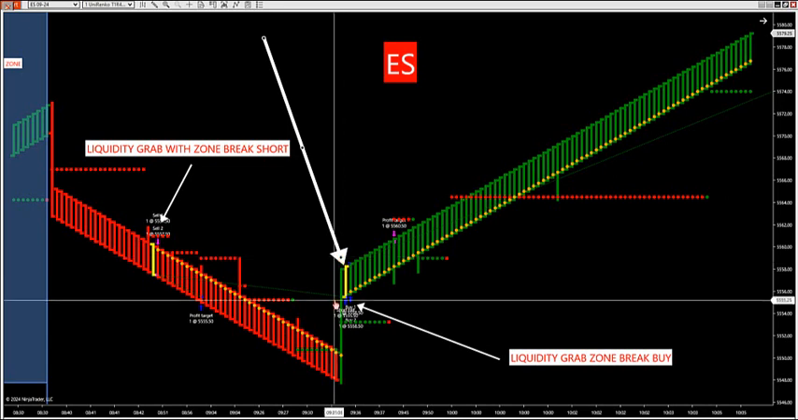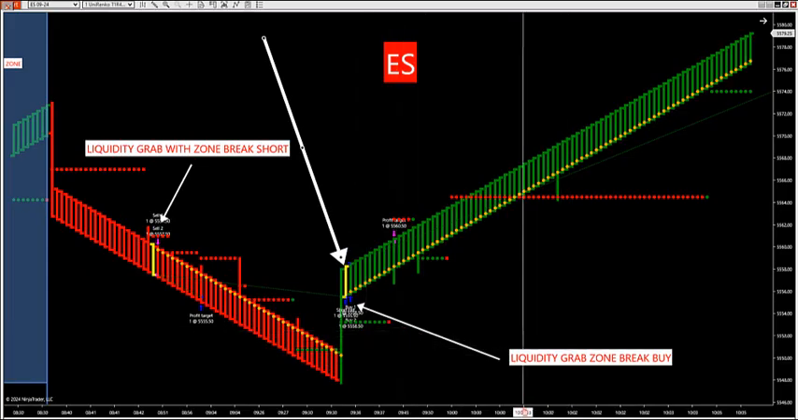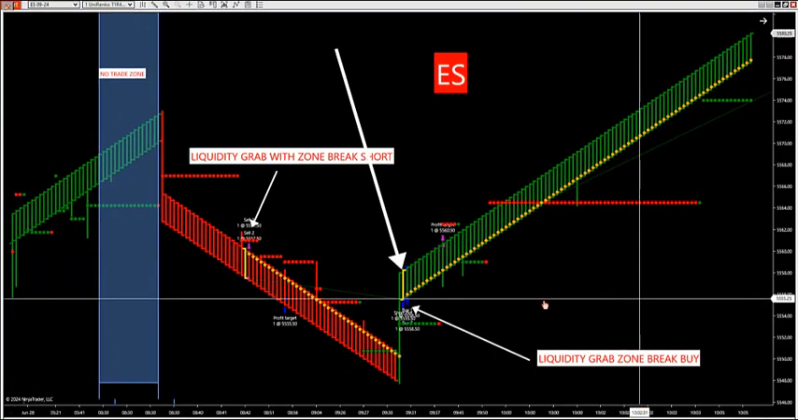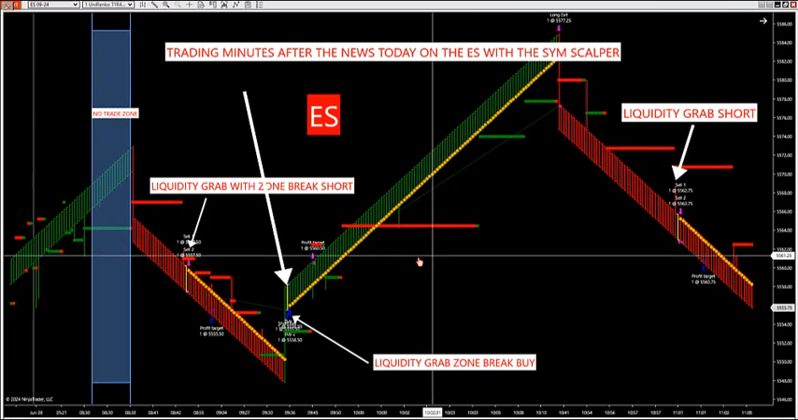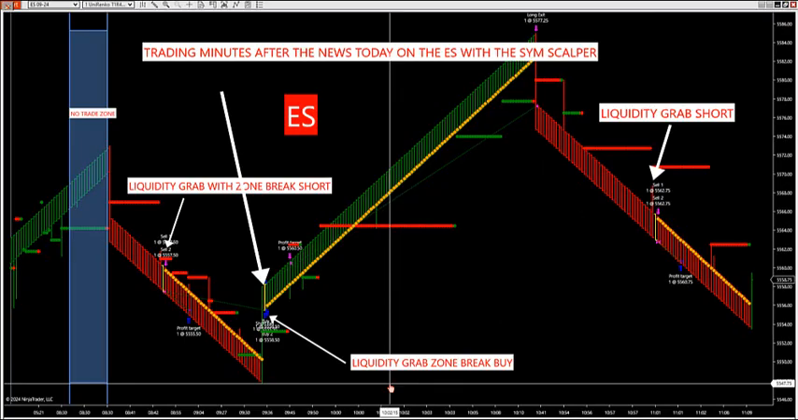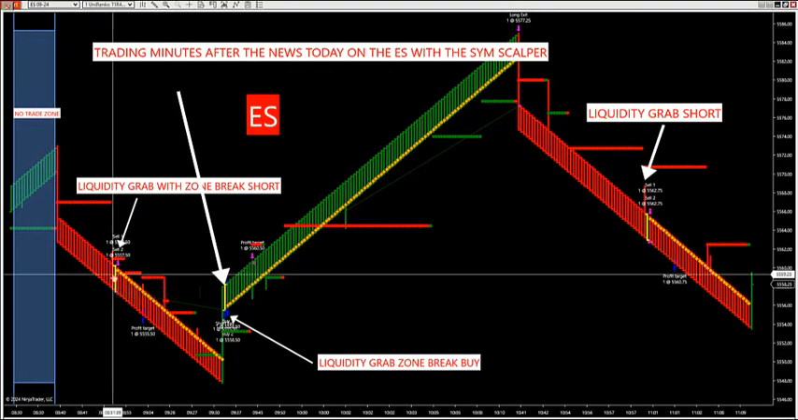My yellow zone break got the algorithm long at 55, 58.5. And then the market just exploded to the upside. We moved hard to the upside on the way up. Let's give you current data right now, where it's trading right now. We just had another liquidity grab short live right now that's happening currently.